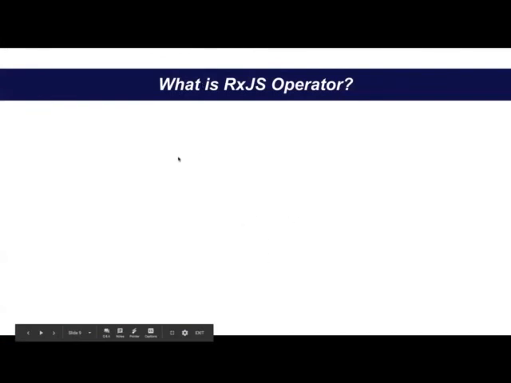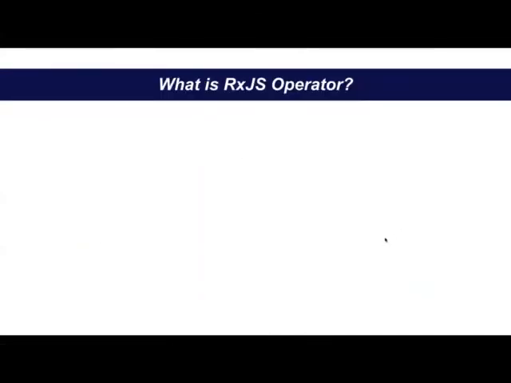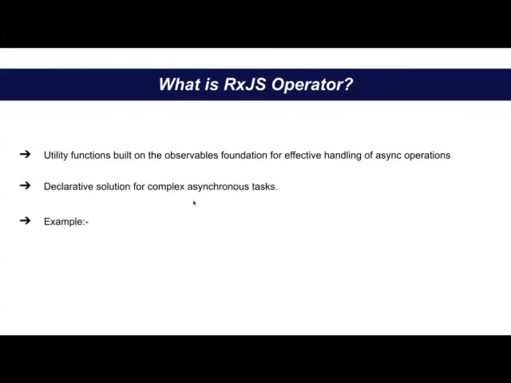So now let's discuss RxJS operators. I told you, it's the same thing as when we work on Lodash or underscore, where we have utility functions. Operators are just that. To handle asynchronous scenarios, you need not create your own observables every time. Use those operators and your life will be really simple. So these are utility functions, and they provide a simple, declarative solution to a complex asynchronous task.